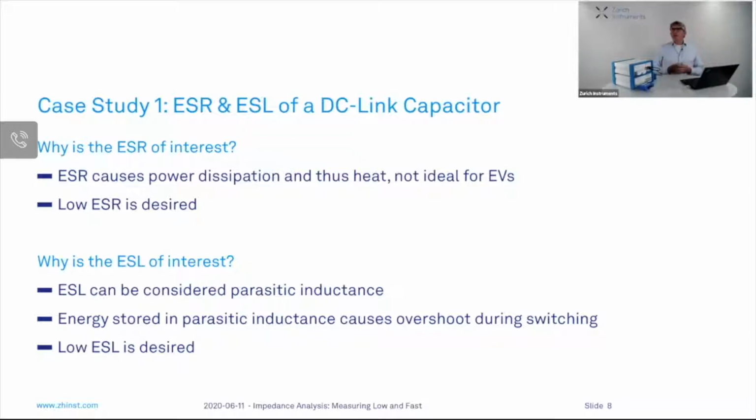Why is this important? Any unwanted resistance in the circuit will dissipate power and cause heat loss, not great for confined enclosures such as electric vehicles. So choosing a low ESR component is key. Similarly, with the ESL, this is a parasitic inductance which would cause voltage overshoot during switching. So therefore, low ESL is also desired.